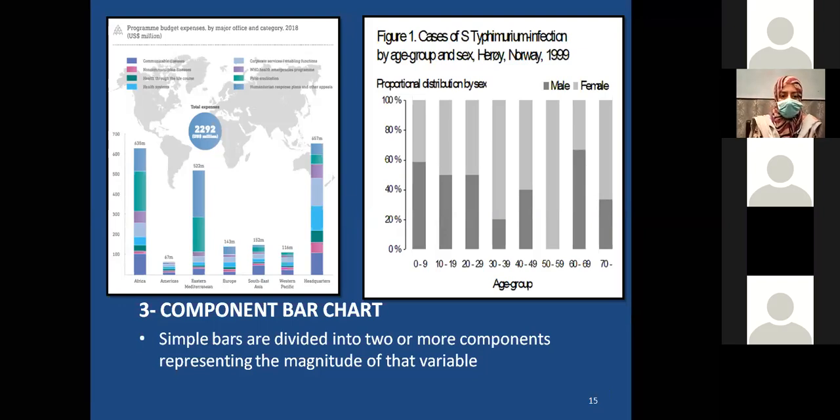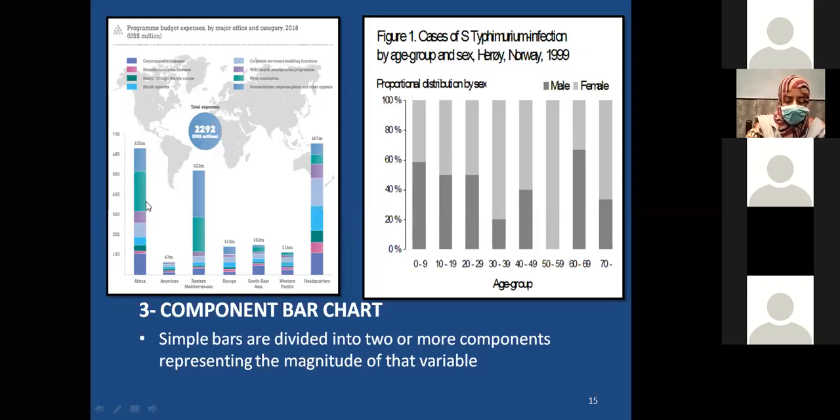So for example, there's a program budget expenses by major office and categories in 2018, in US millions, and there's Africa, there's Americas, there's Eastern Mediterranean. These are all the continents, sorry, the WHO regions, that are divided. You can see them in the abscissa, and then in the y-axis you can see the expenses by the major offices and the categories.